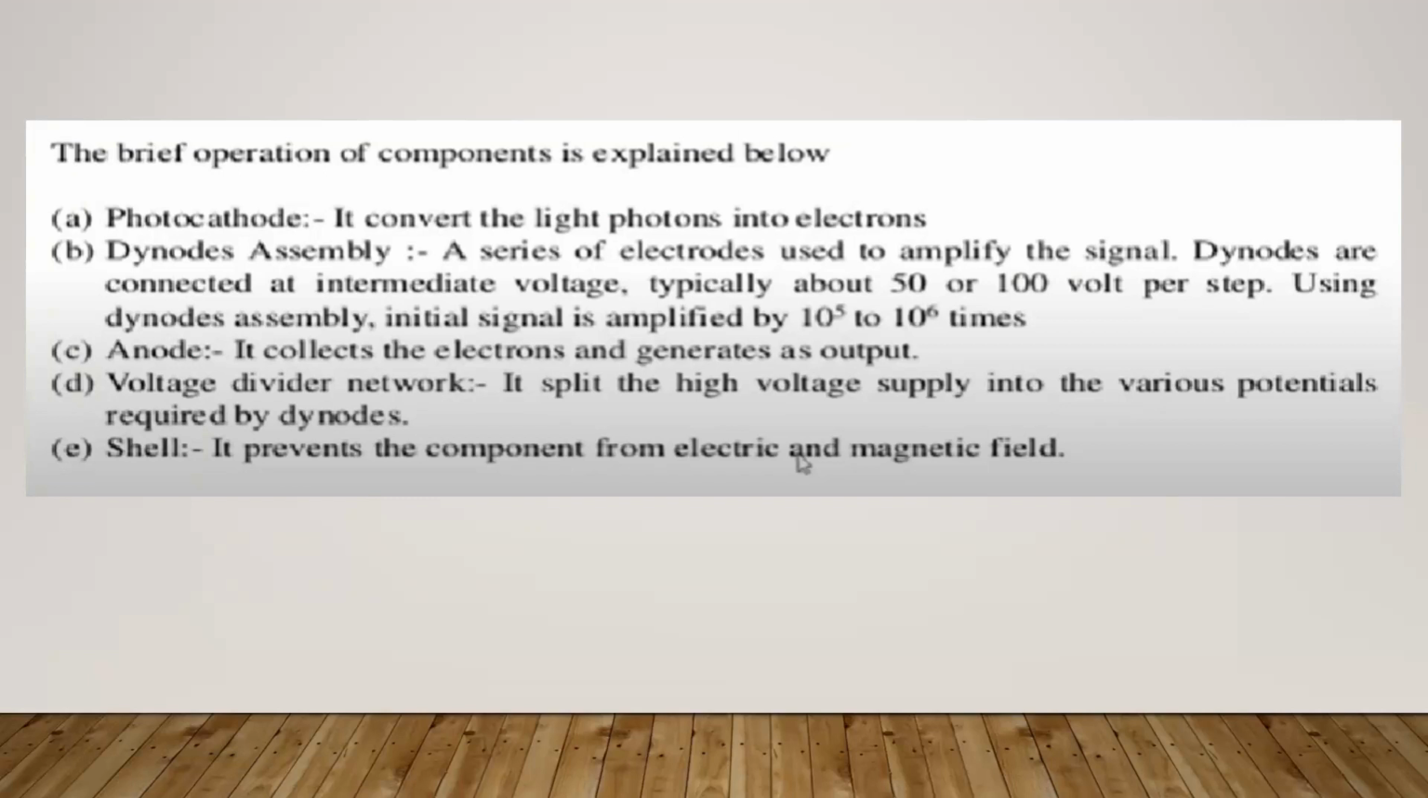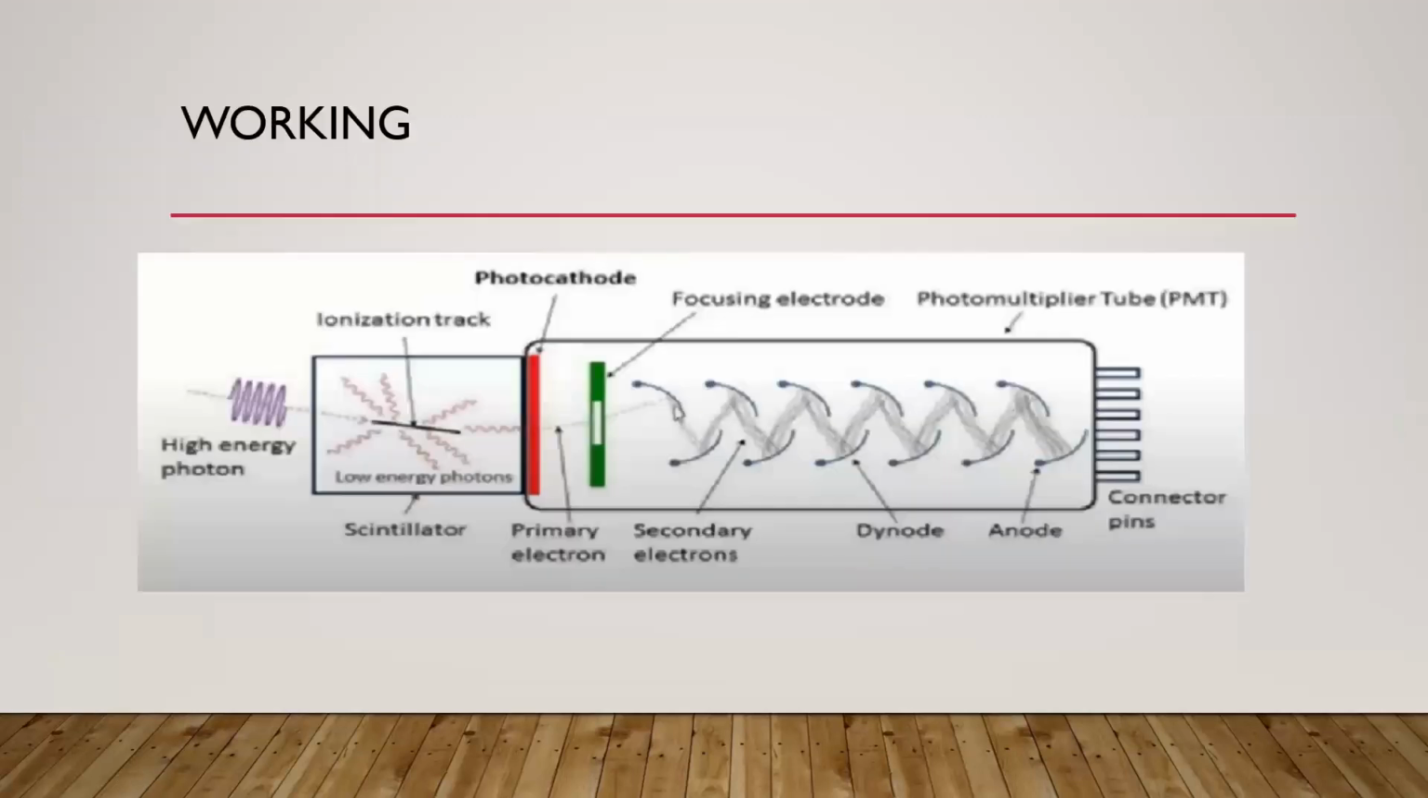Then we have the anode to collect all the electrons and generate an output. The voltage divider network helps in splitting the voltages that are required for the dynodes, and the shell protects the components from electric and magnetic fields. So this is how the working of the scintillation counter is.